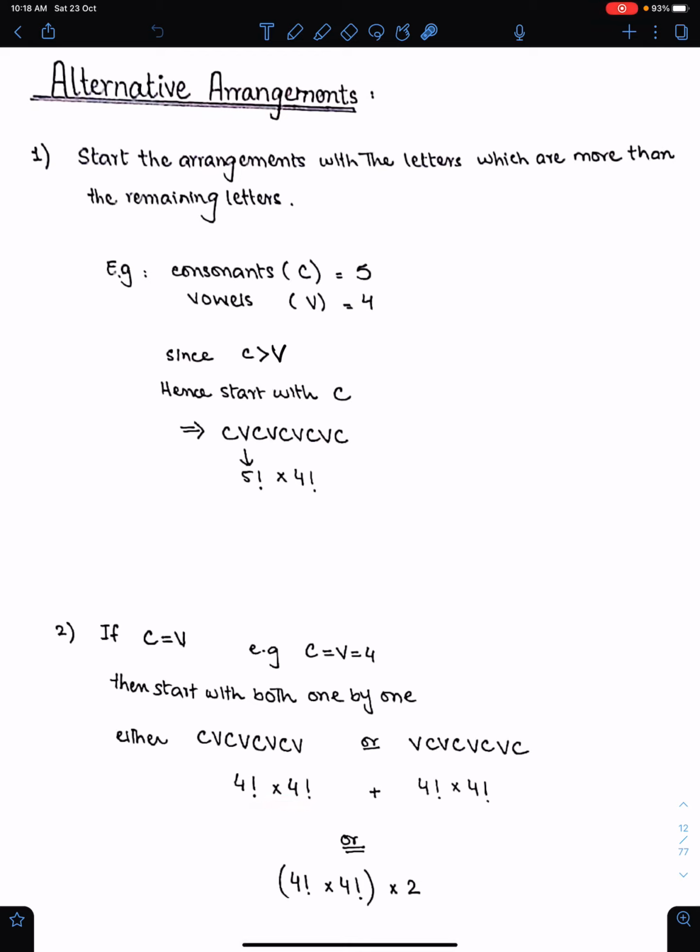What if 2 vowels are repeated? Then we need to divide this by 2 factorial. If 3 consonants are repeated, then 3 factorial. So if consonants are repeated, then divide by the factorial of the repeated letters. For example, if 3 consonants are repeated, 3 factorial. If 2 vowels are repeated, 2 factorial, same here.